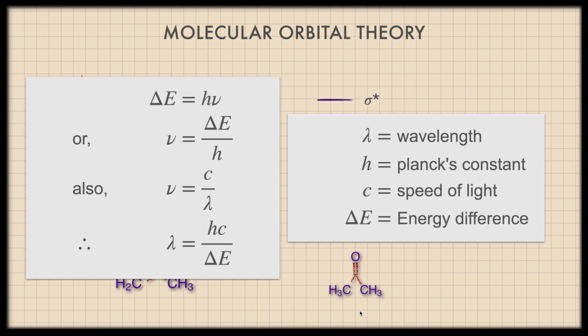So it simply means that the wavelength is inversely proportional to the energy difference. If the energy difference is less, the wavelength will be longer. If the energy difference is large, the wavelength will be shorter. Similarly, frequency is directly proportional to the energy difference. So the higher the energy difference, the higher the frequency. The lower the energy difference, the lower the frequency.